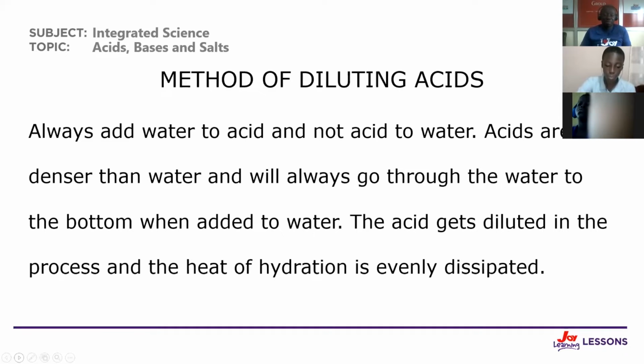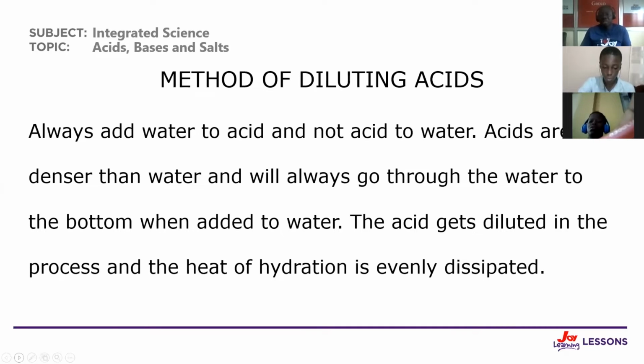Industrially, when acids are produced, they are sold at a very high concentration. That means that they have high amounts of particles per given space of the solution or of the acid. So when you buy, you need to dilute it. You cannot use it the way it is given to you.